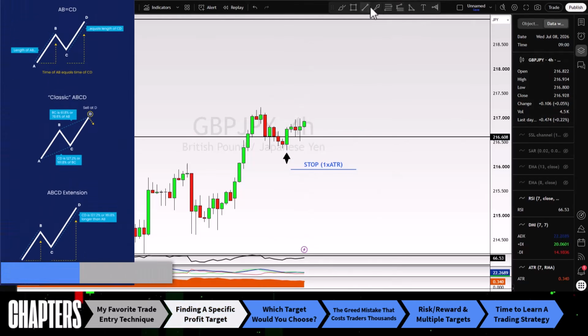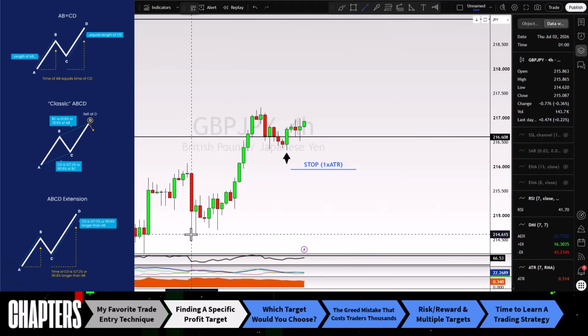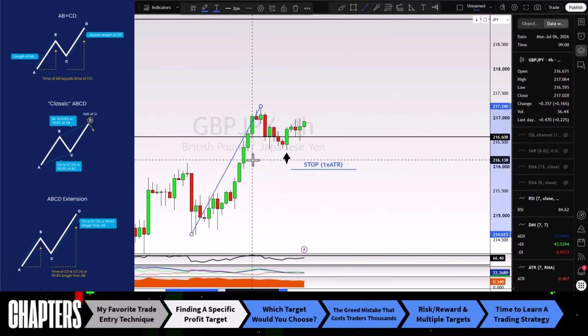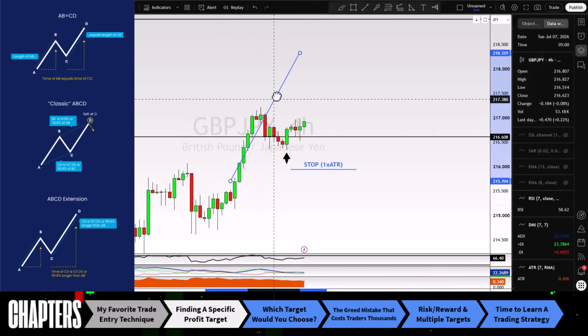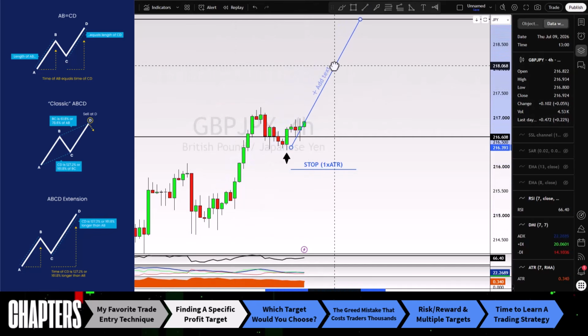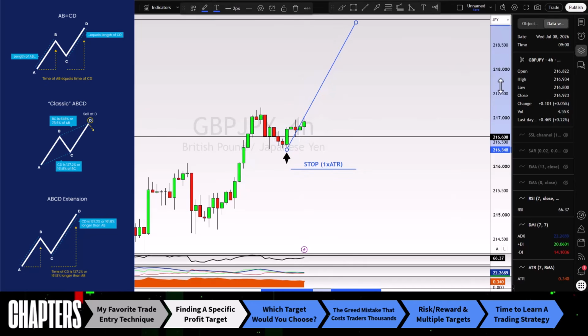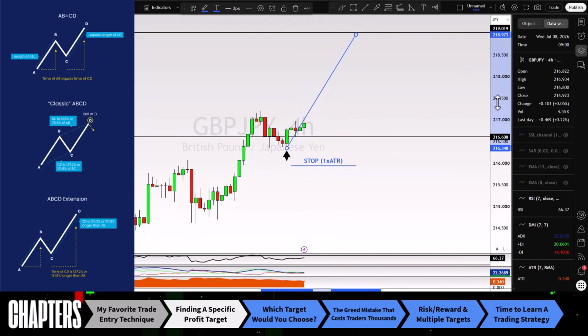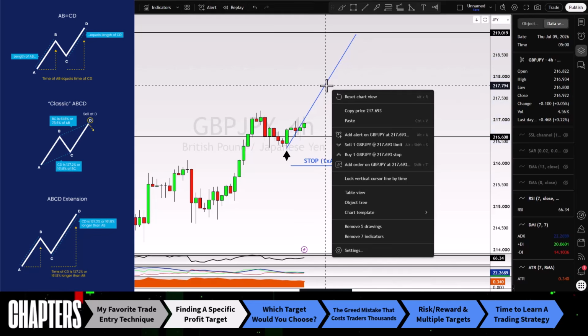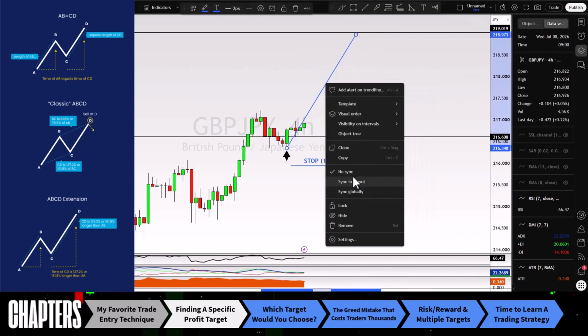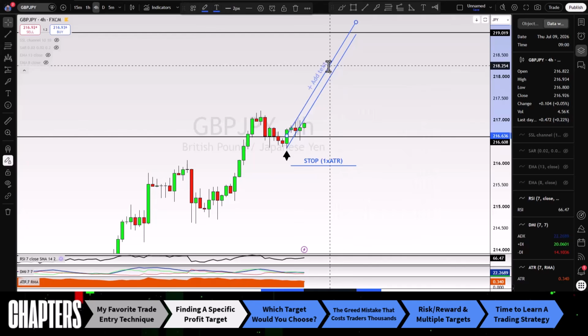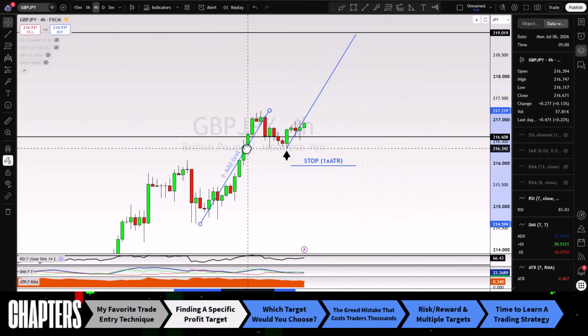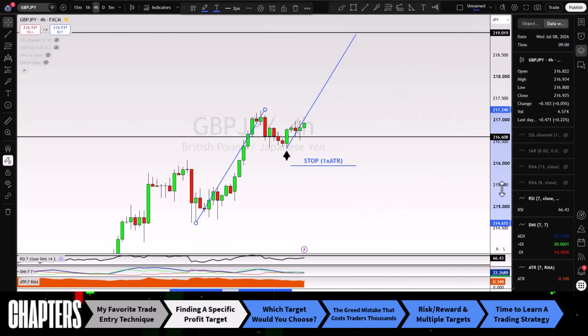Devin said AB equals CD pattern. Very nice. Yep. Equal measured move. So here's your A to B right there. Let's copy and paste that. That's going to be your B to C. Oh, look at that, Devin. Almost exactly at our 219 even handle. How about that? Any other ideas for targets?